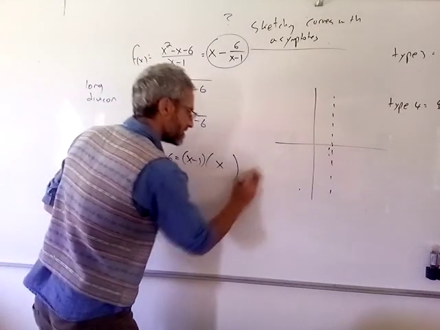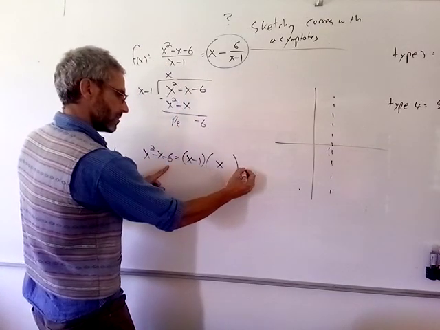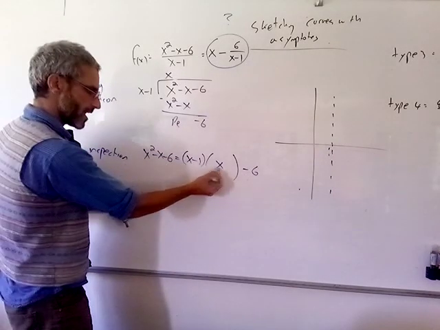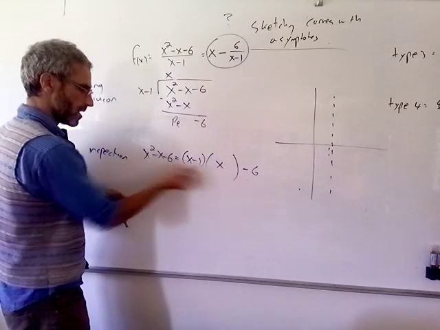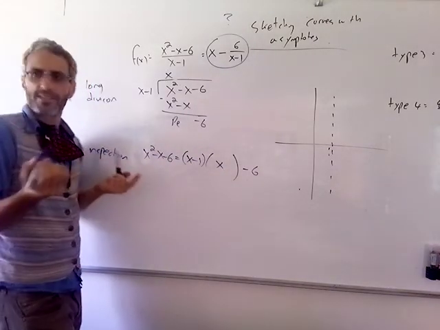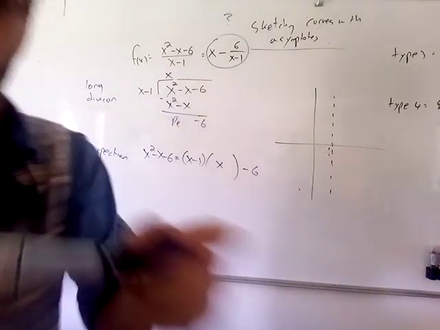And the remainder will be minus 6. Check this out. x times x is x squared. x times minus 1 is minus x. And I've got minus 6. So that's it. I'll just pause here.